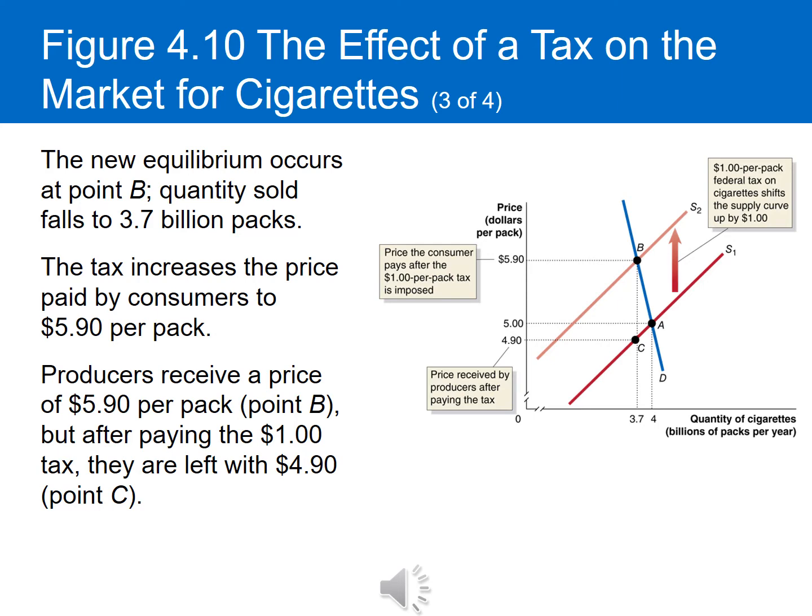So now producers receive the price of $5.90 per pack, which is at point B, but they're going to have to pay that $1 in tax. So after that tax is imposed and they pay that $1, they end up receiving $1 less, which is $4.90. And that's at the equilibrium quantity of 3.7 billion packs of cigarettes, where that crosses the initial supply curve.